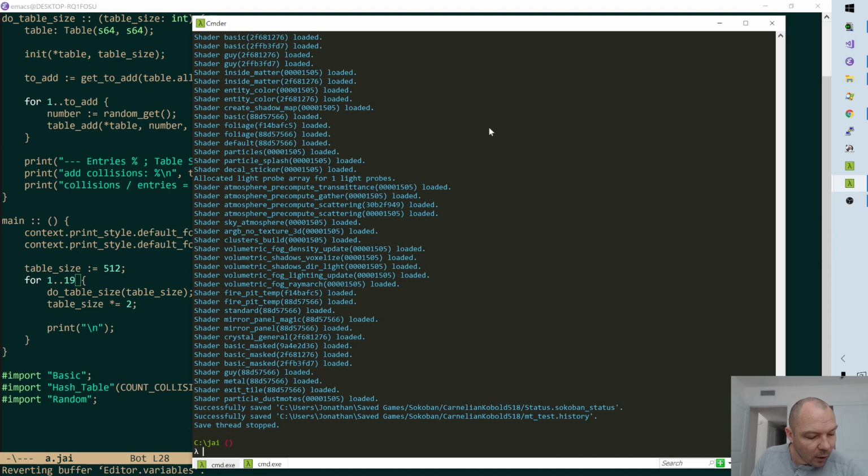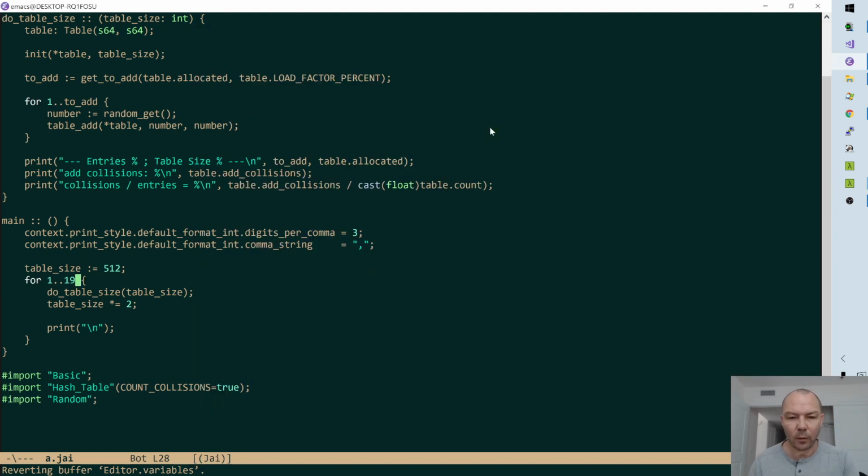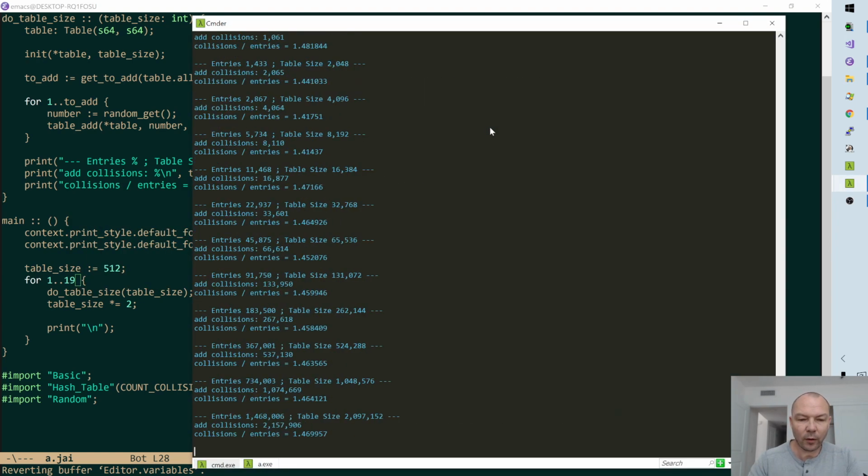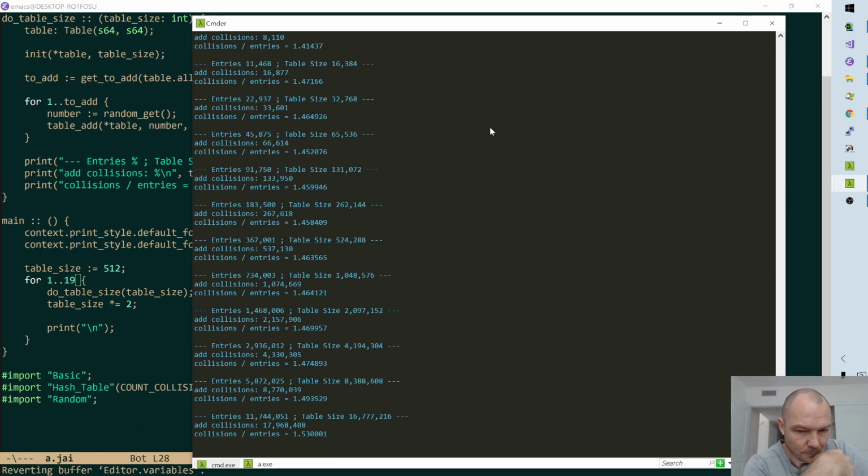Power of 2, shift and mask. No, because the whole problem is we need something that's relatively prime to the table size, and the table size is power of 2. Now, that said, if we're going to mod anyway, then maybe we don't need the table size to be power of 2, right? I'm getting really hungry. Anyway, though, let's run this again, and we'll watch it get real slow as we get big.